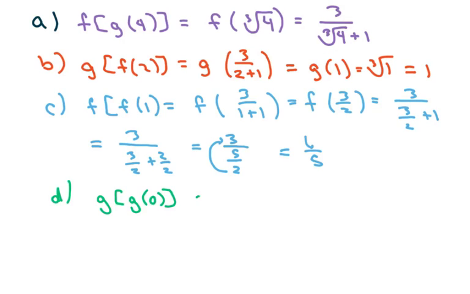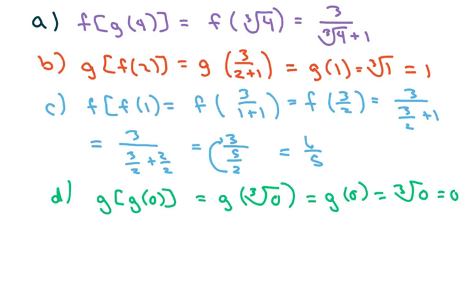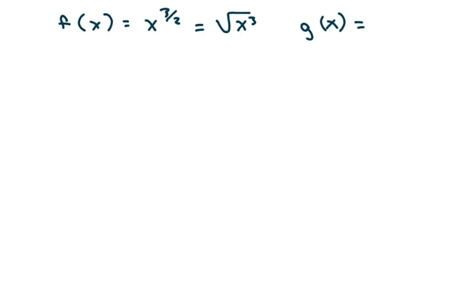So this is going to be g of the cube root of 0, which equals g of 0, which equals the cube root of 0 again, which equals 0. Okay, the last problem we're going to do is f of x equals x to the 3 halves. Just remember, this is the same as the square root of x cubed. And then g of x equals 2 over x plus 1.